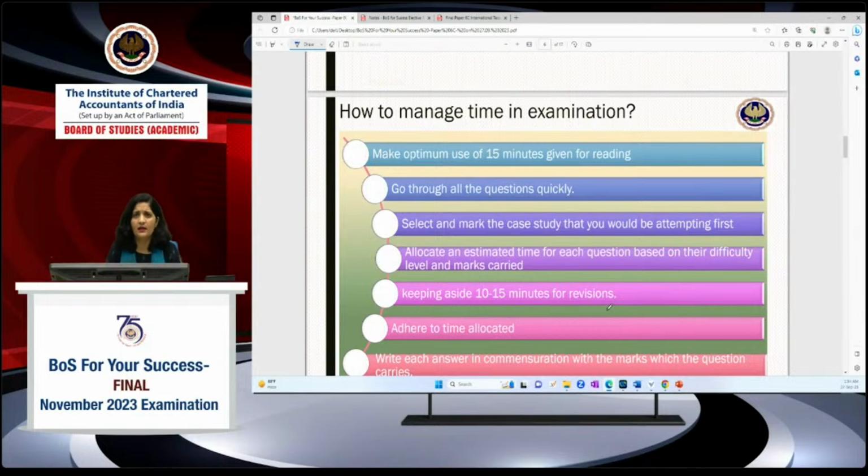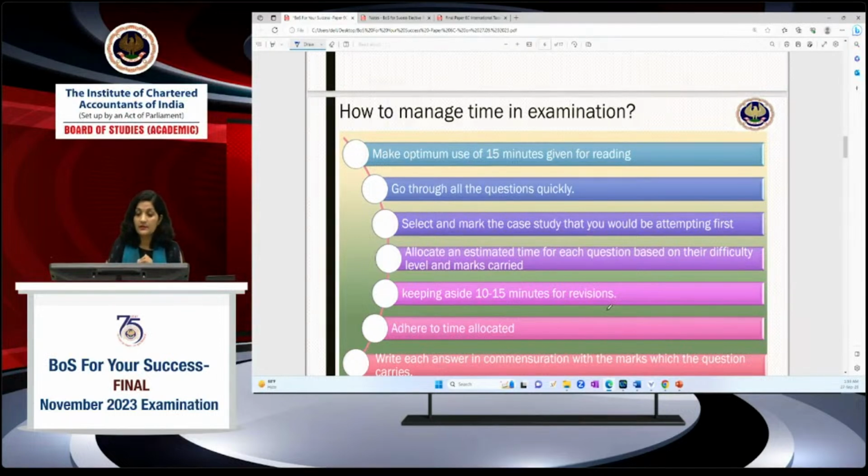80% is in your hand, right? 80% is in your hand. If you have attempted that 80% very well, then nobody can stop you from fetching 60% or 70% marks in this paper. Focus on that 80% then. Leave this 20%.